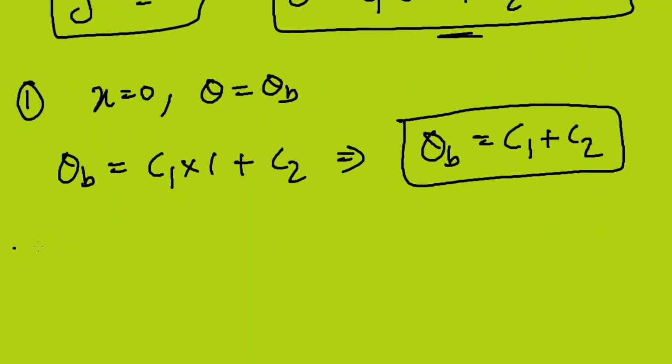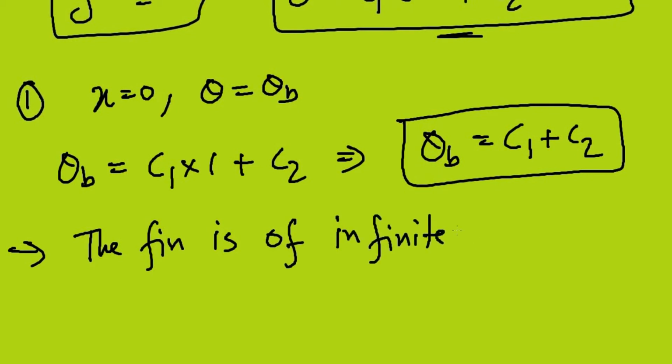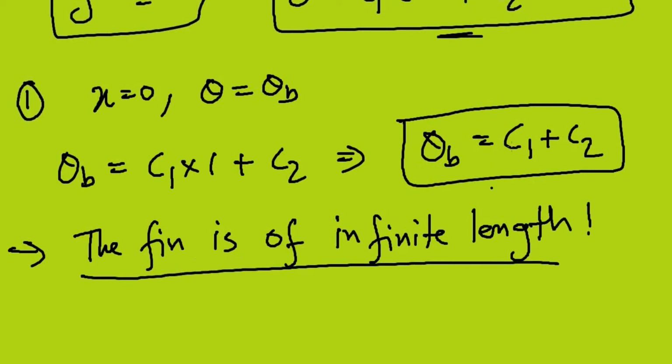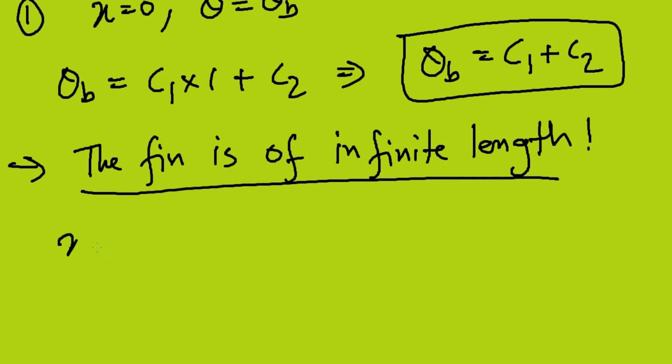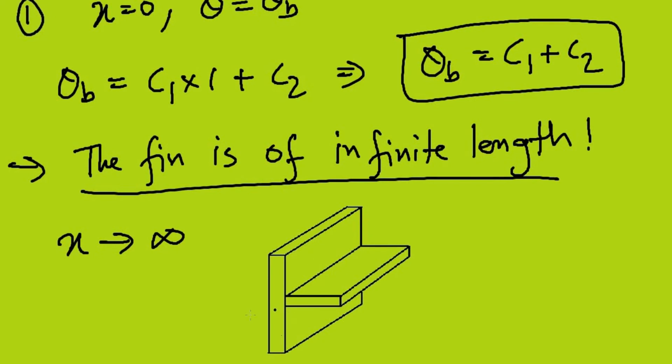So first what I will assume is the fin is of infinite length. This is my first assumption. If the fin is of infinite length, then what do we have? x tends to infinity. Now try to visualize this. This base is at a temperature Tb. Now if the fin is of infinite length, we know that the ambient is at temperature T infinity. The base is at a temperature Tb, and the fin extends to infinity.